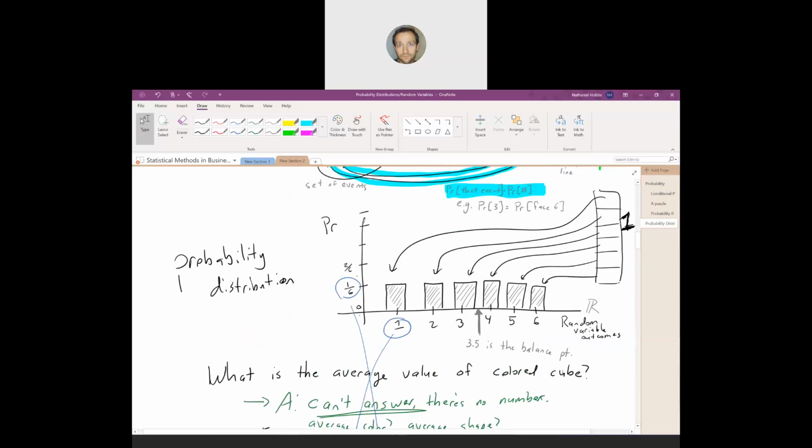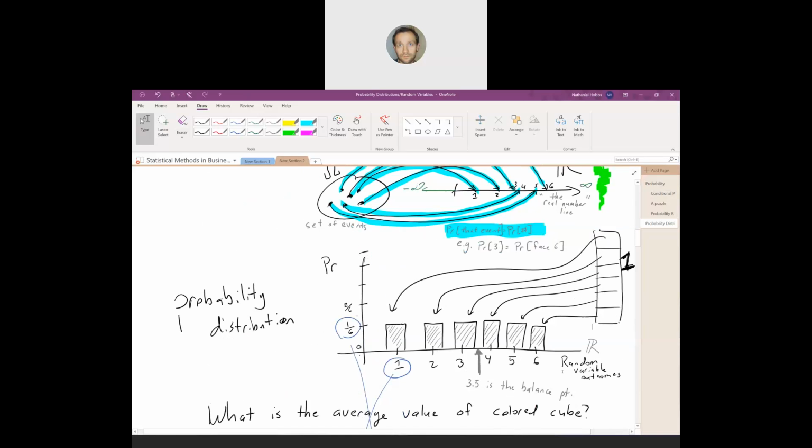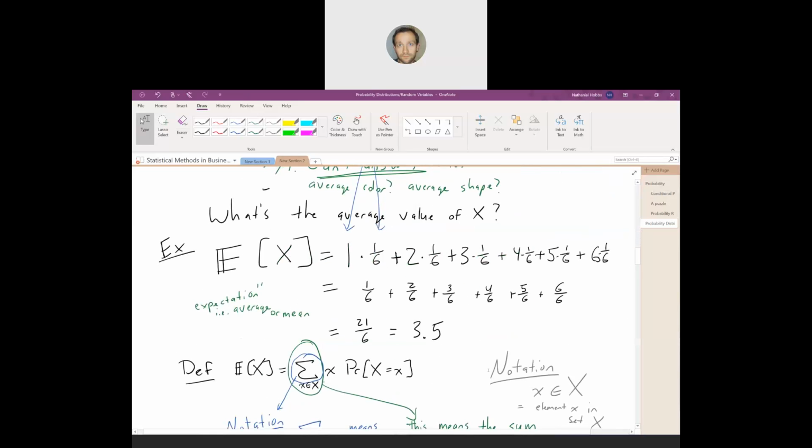So what's the point? Why do any of this? The point is to have events that can happen that you can assign to numbers, so that you can calculate, so that you can make predictions. And one way of making a prediction is to figure out what the average is.